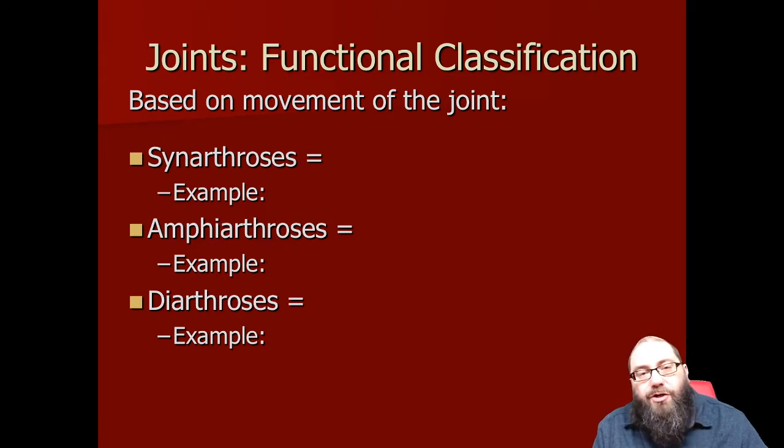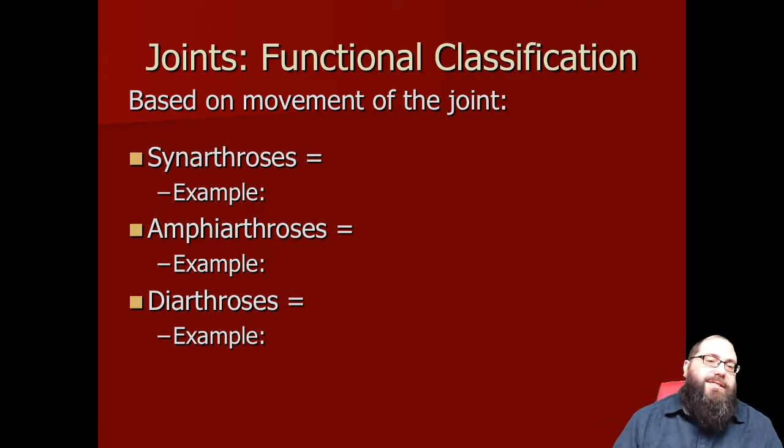So these are functional classifications of joints. Synarthrosis, amphiarthrosis, diarthrosis. No movement, a little movement, a lot of movement, freely movable.